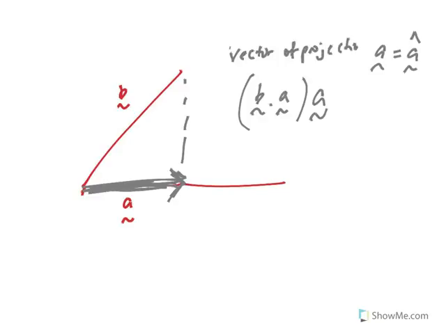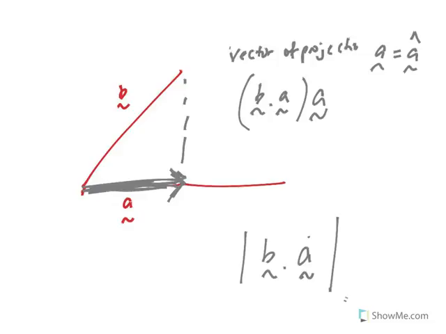Then what is the length of projection? Length of projection is B dot A hat, right? But if A is already a unit vector, what is the length of projection? It's just B dot A. That's why they tell you in the question A is a unit vector.